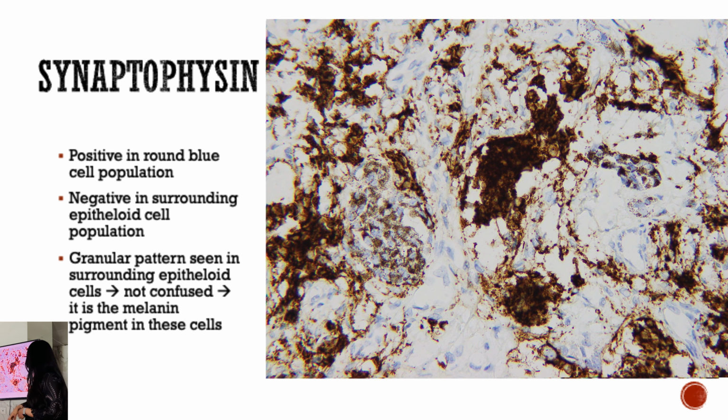Synaptophysin, as we were discussing before, was positive in our case, clearly in the round blue cell population, and here these are the large epithelioid cells. We can identify them by the larger nucleus we discussed before. So don't get confused by this brown pigment you see in these cells. It's not actually synaptophysin, it's the pigment in the cytoplasm of these cells. So basically they're negative.